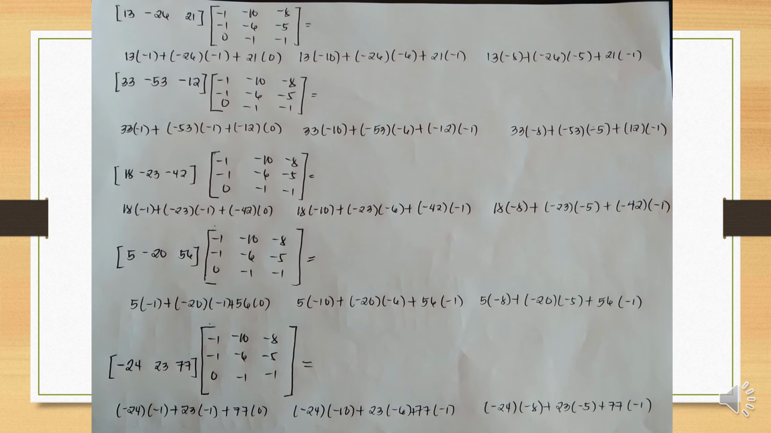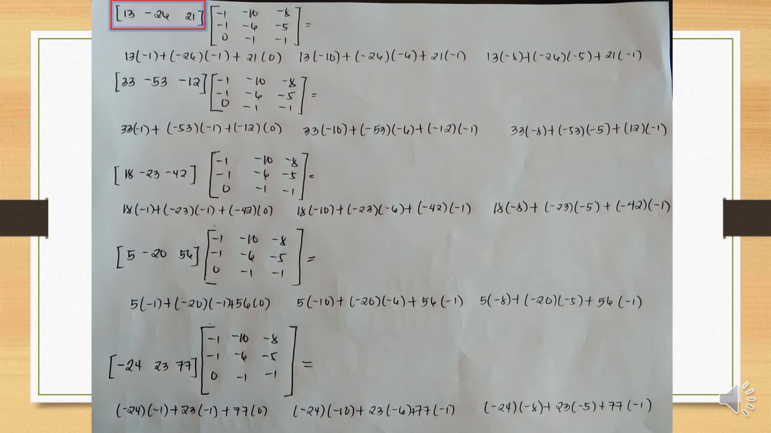The first column comes to 13 times -1 plus -26 times -1 plus 21 times 0. Then you repeat for the next column with 13 times -10 plus -26 times -6 plus 21 times 1, and do it again for the third column, which is 13 times -8 plus -26 times -5 plus 21 times -1. And repeat it again. So the next coded row is 33, -53, and -12.